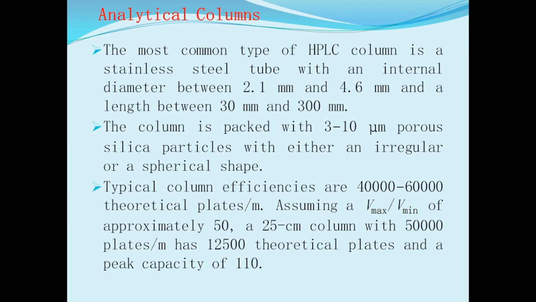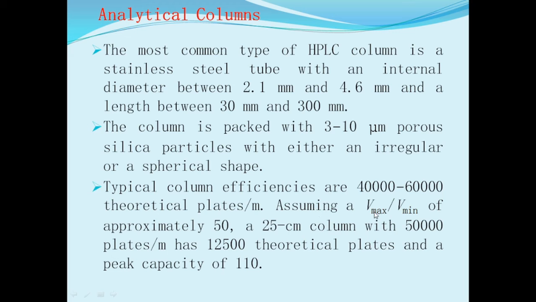analytical columns. The most common type of HPLC column is a stainless steel tube with an internal diameter between 2.1 mm and 4.6 mm and a length between 30 mm and 300 mm. The column is packed with 3 to 10 micrometer porous silica particles with either an irregular or a spherical shape. Typical column efficiencies are 40,000 to 60,000 theoretical plates per meter.